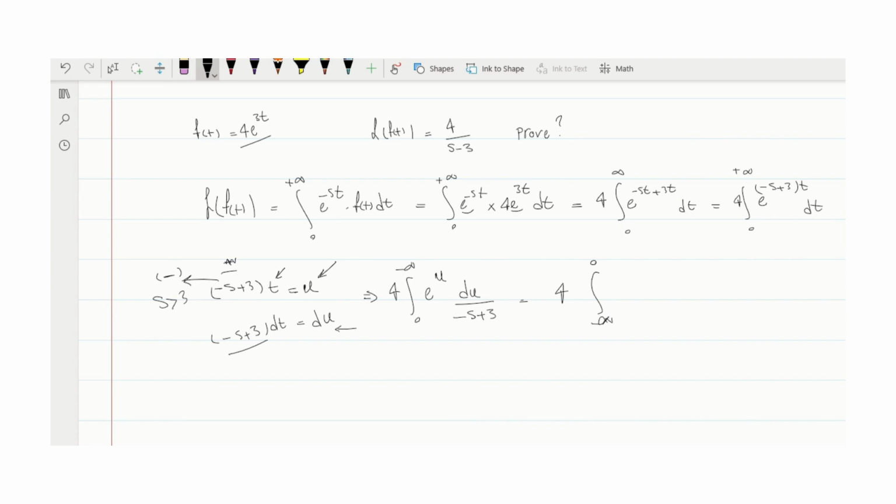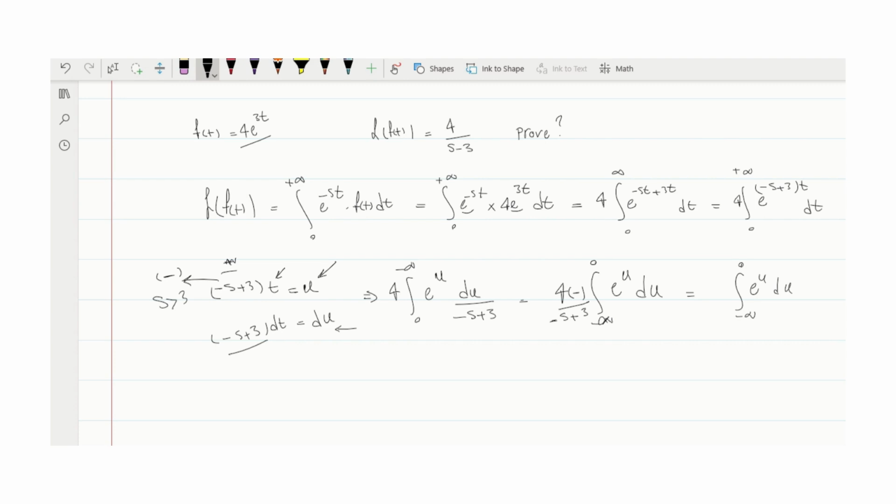But if you swap the limits of the integral, you just have to apply a negative sign in front of it. So it would be 4 times minus 1, the integral from minus infinity to 0 of e to the u du, and I can bring this term out of the integral as well since it is a constant, so it would be minus s plus 3. So I'm just going to rewrite the equation. It would be from minus infinity to 0 of e to the u du.